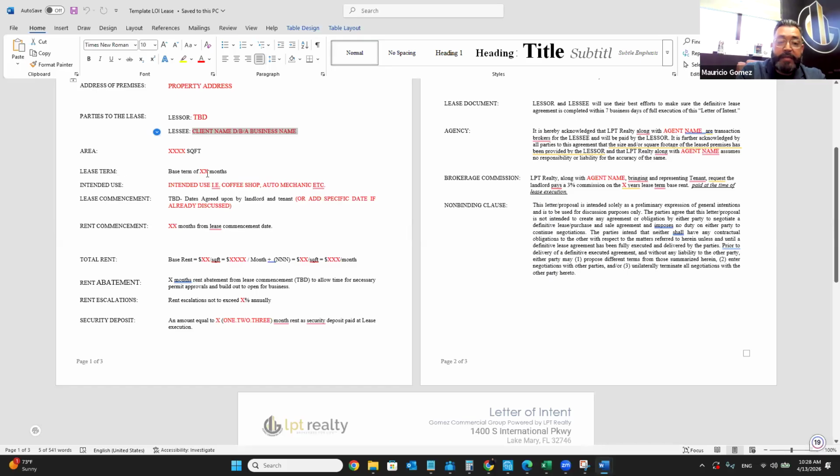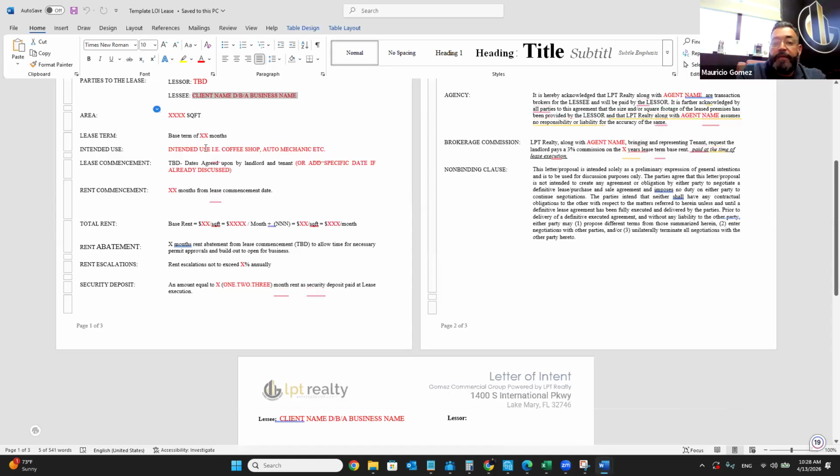So what do I do? I put the lease term in months. So if it's 3 years, 36 months, 5 years, 60 months. I always put the base term here. Intended use. Is it a coffee shop? Is it a mechanic shop? Is it a retail center? Is it a medical office?